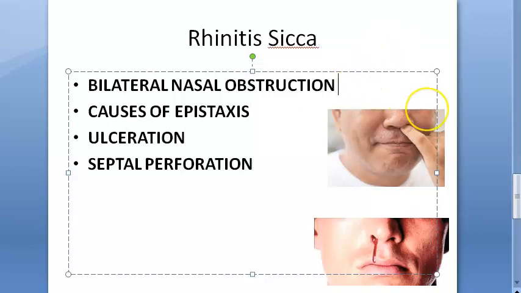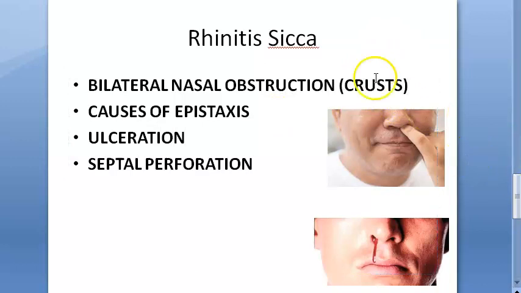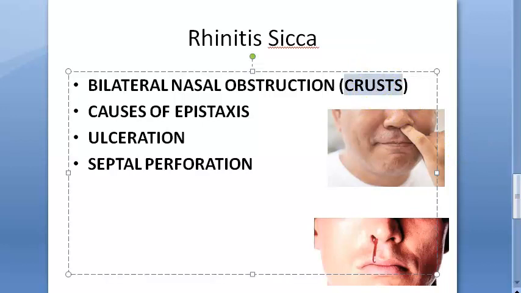Why do they have nasal obstruction? Due to crusts. Right? Okay. Why have these crusts happened? Because of exposure to a hot, dry and dusty environment. Then there's squamous metaplasia. Okay.